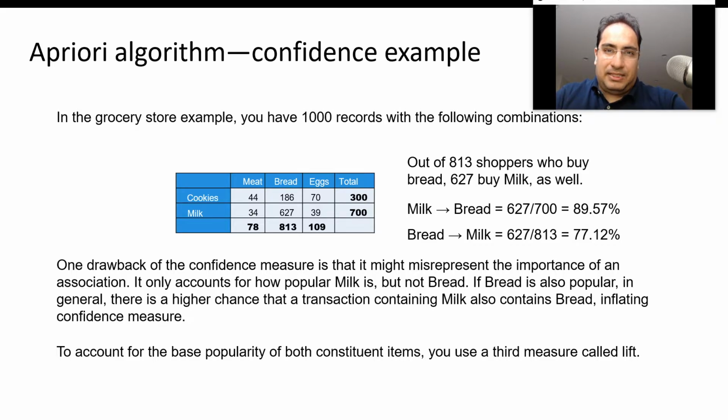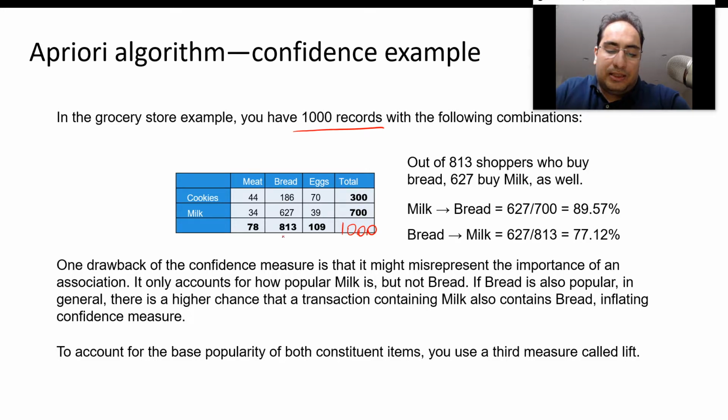Again, in this same example that we have, for the 100 records, we can have these different combinations. So in total, we have 1,000 records. Let's read this table first. We have 300 cookies that are bought, and 700 milk that are bought. I mean, milk has been spotted in total 700 times out of 1,000 times.